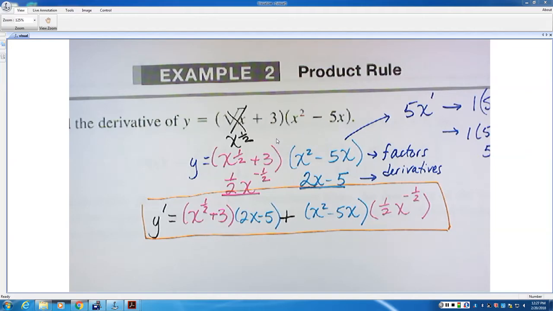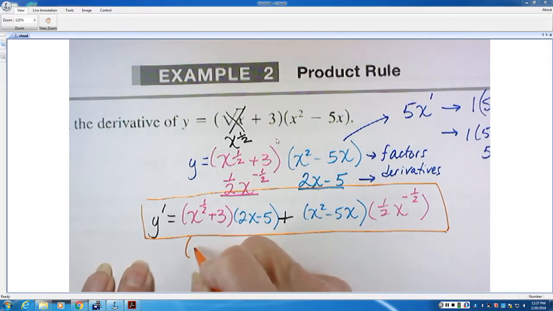I mean, if there's a need to multiply it out to make it easier to plug in a number, by all means. The only thing you might do here is you might turn this back like this.